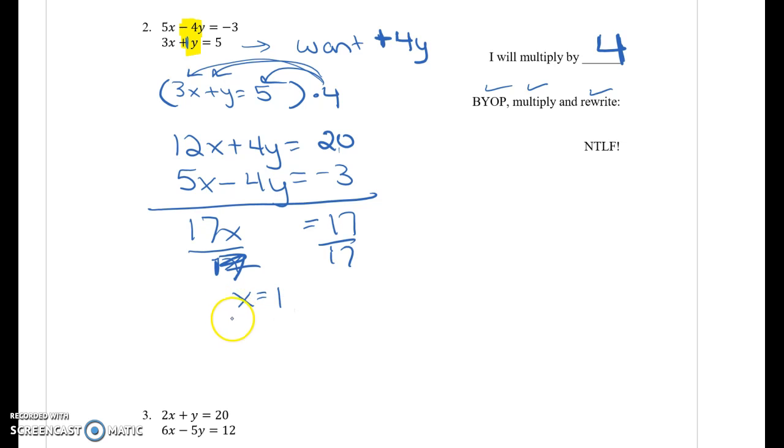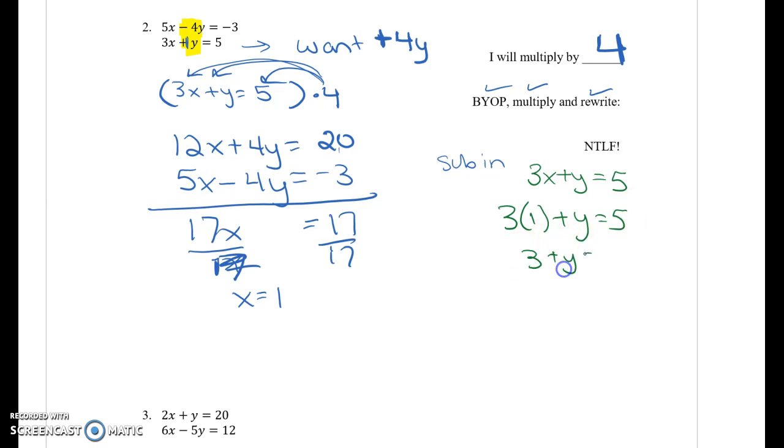Well, I can sub that back in to my original equation. 3x plus y equals 5. That's got small numbers. 3 times 1 plus y equals 5. 3 plus y equals 5, minus 3, y equals 2. Okay, so I've got a nice, easy pair.